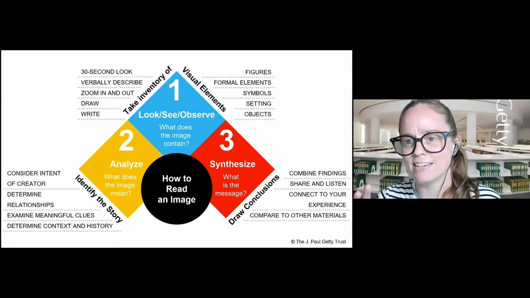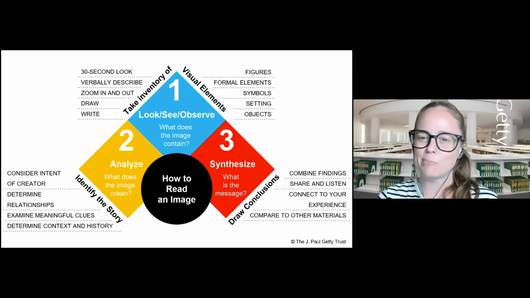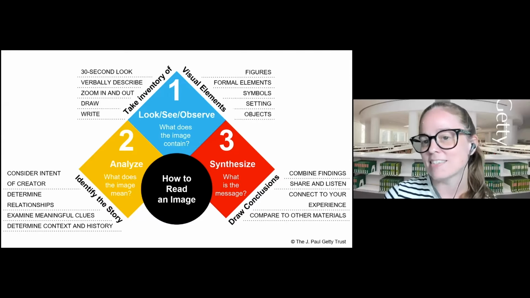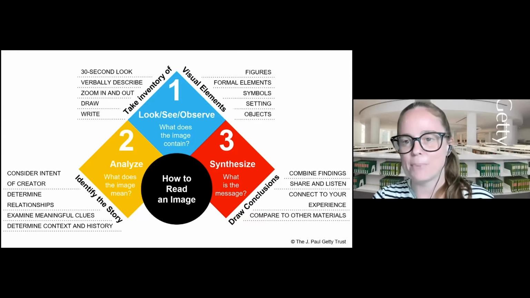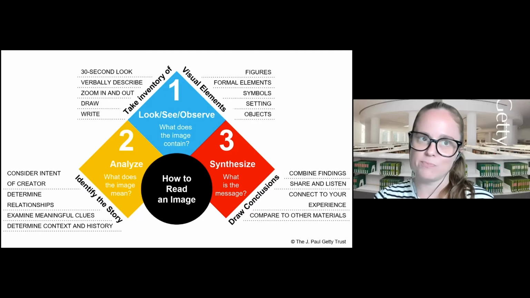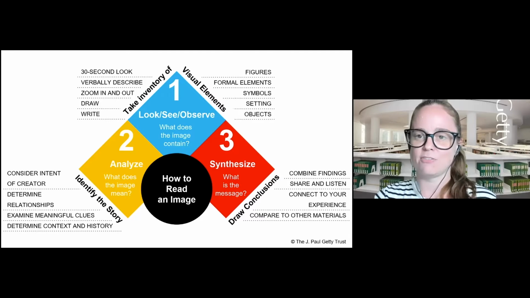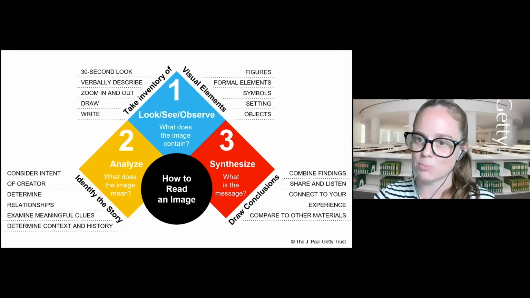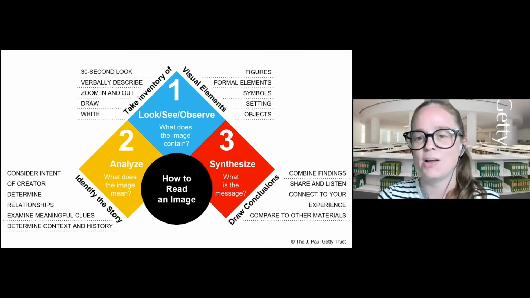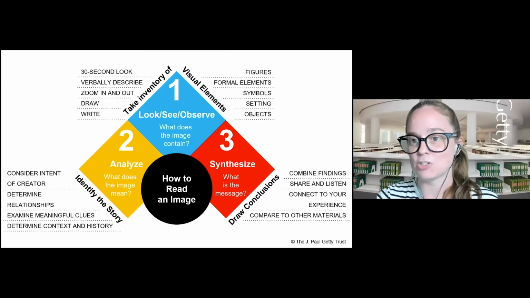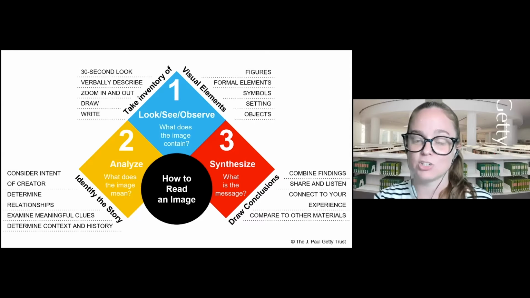And then on the right side, you can see that I have included possible things that would be in an image. This is not an exhaustive list, but it is definitely a place to get started. So you can find all the figures, all of the formal elements. This would include the elements and principles of art. So things like line, shape, color, proportion. The Getty website has a whole section dedicated to all of these elements. So if you're interested in learning about all of them, you can go there. And we'll go over some of them in our presentation today.